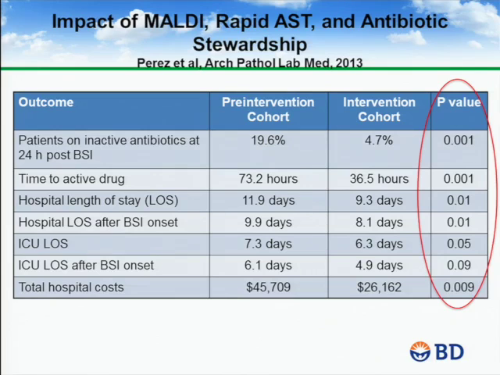In another study that combined MALDI-TOF with rapid antimicrobial susceptibility tests and introduced other technologies to be able to communicate the results rapidly to the physicians, when they compared their pre-intervention stage with the intervention stage, what they were able to demonstrate was there was a statistically significant improvement in being able to get patients off of inactive antibiotics, to decrease the time to an active drug, decrease the length of stay overall in the hospital as well as in the ICU, and the hospital costs were significantly decreased with this technology.